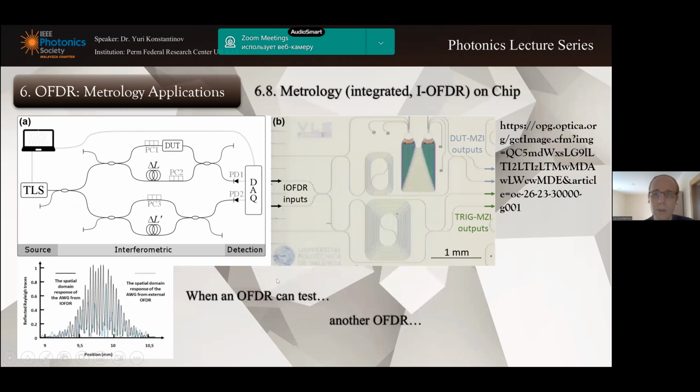And as a final part of metrology applications in this presentation, I could show you the so-called integrated OFDR on chip. You know that there are some very popular directions in the technology, like laboratory on chip and so on. And these guys provided the reflectometer made on chip. Amazing, huh?